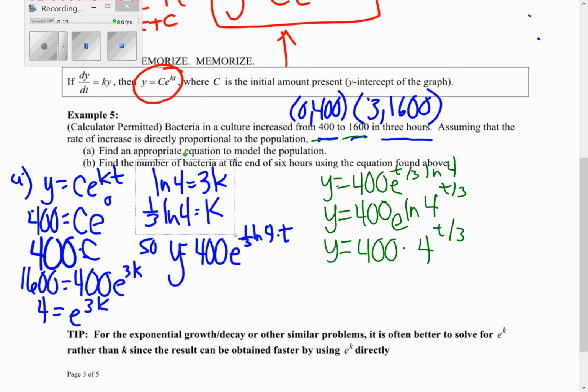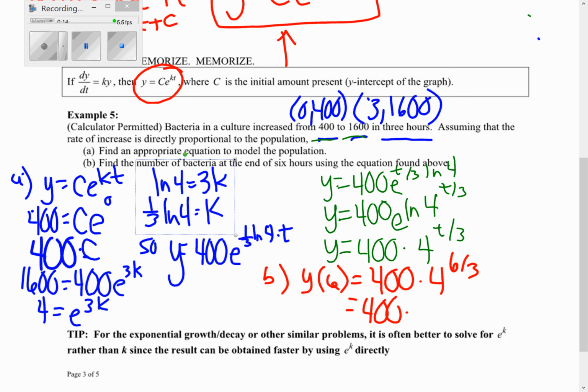Because we go from 400 to 1600, we quadrupled in 3 hours. So that's where that divided by 3 comes from. So you can use either of these functions to do part B. And part B, plugging in 6. This one might be a little bit easier without a calculator. 6 over 3. So that's 400 times 4 squared, which is 16, or 6400. And you should label anytime you can with units, bacteria. There we go.